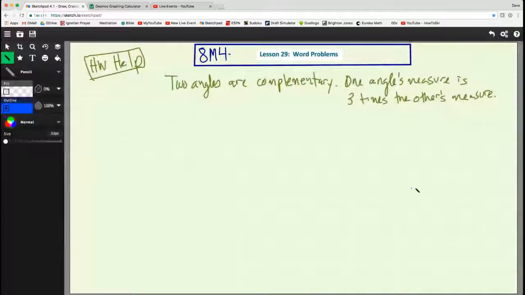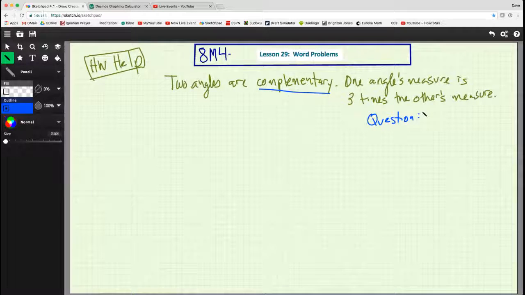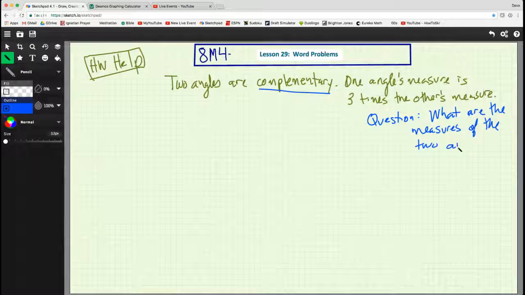Problem number 3. 2 angles are complementary. My goodness, they're going to hit us with a little geometry. But we can go back and remember our complementary rules in a second, and we'll go through that trick one more time. 2 angles are complementary. One angle's measure is 3 times the other. Uh-oh, Mr. Lipscomb didn't ask a question, but what do you think the question is? Let's think about it. What is the question? Well, the question is, what are the measures of the 2 angles? Of course.